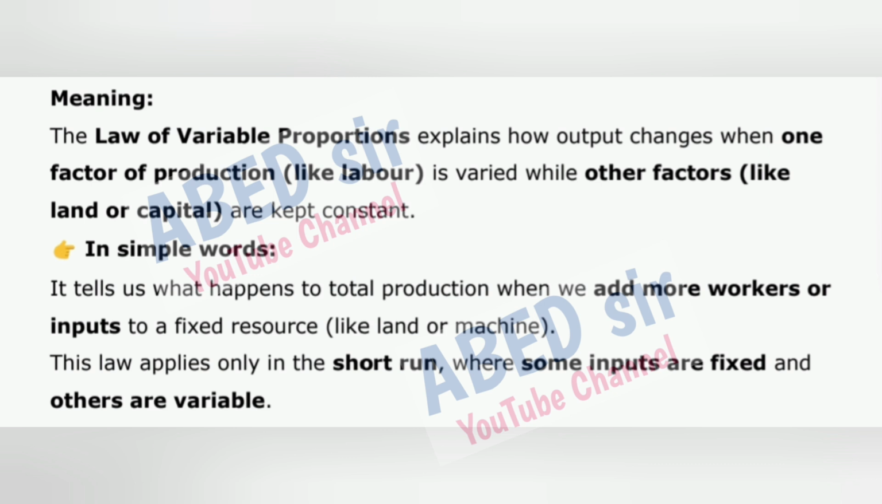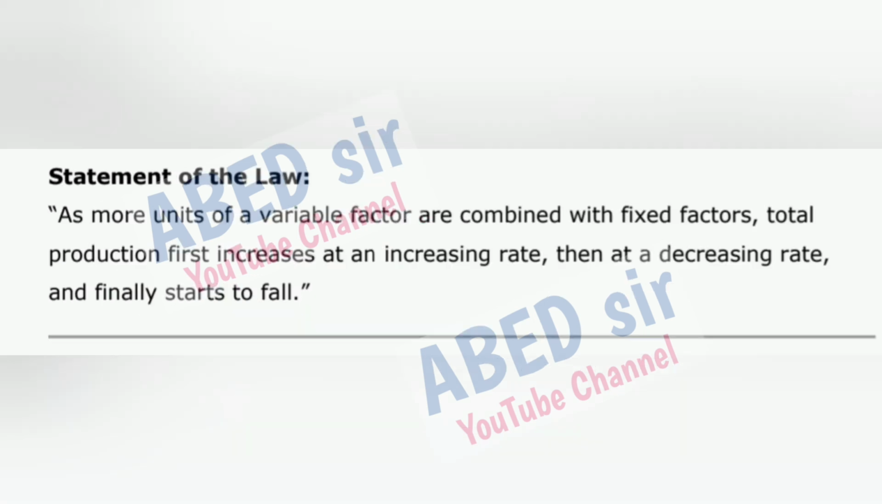In simple words, it tells us what happens to total production when we add more workers or inputs to a fixed resource, like land or machine. This law applies only in the short run, where some inputs are fixed and others are variable. Statement of the law: as more units of a variable factor are combined with fixed factors, total production first increases at an increasing rate, then at a decreasing rate, and finally starts to fall.